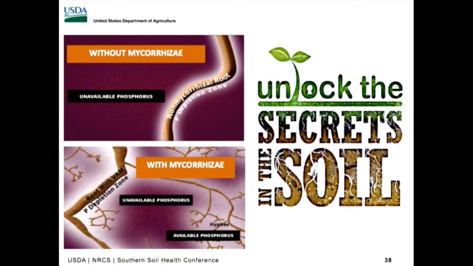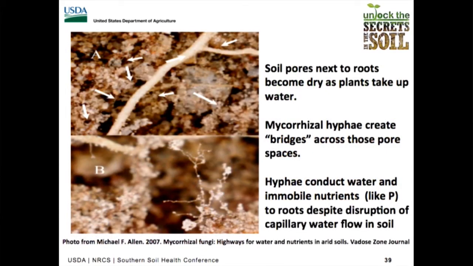That's why you see them go through stress much better compared to non-mycorrhizal plants, okay? Because they have this symbiotic relationship. They also have the ability to form bridges across pore spaces. So when your soils dry up and you lose that capillary water action, they're able to bridge those and pull immobile nutrients and things like that from adjoining aggregates, and take them all the way back to the plant.